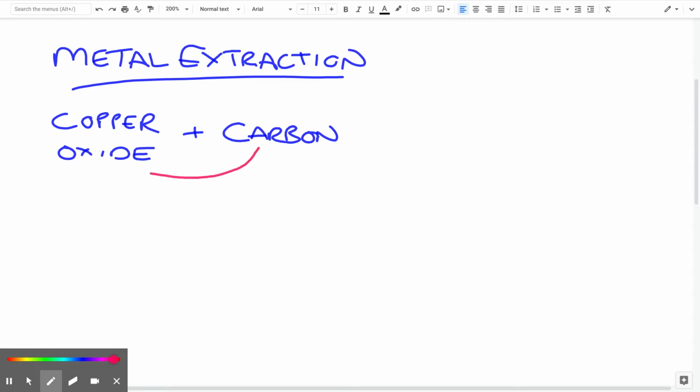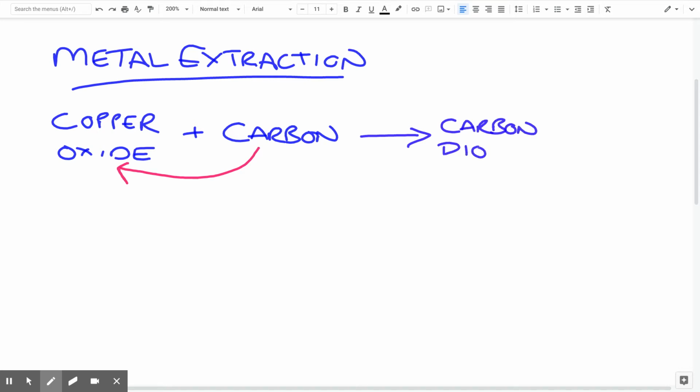In doing so, the carbon is going to react with the oxygen present as the oxide in copper oxide. And this is going to produce, as a product of that reaction, carbon dioxide. In doing so, that is then going to leave the copper metal as the desired product of that reaction. And the carbon is going to have reacted to produce carbon dioxide.